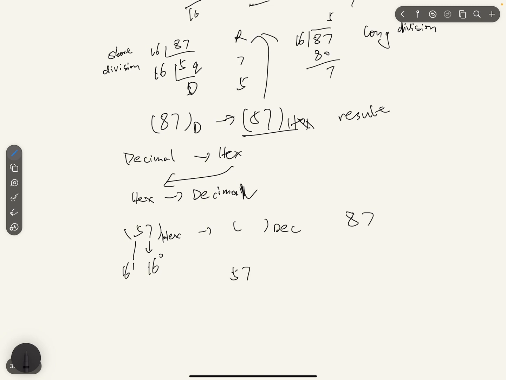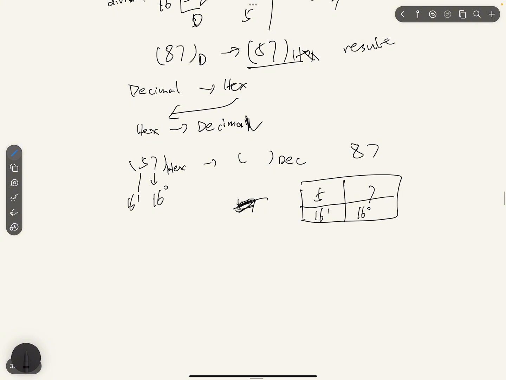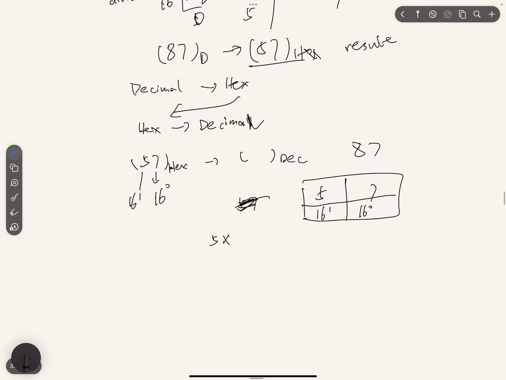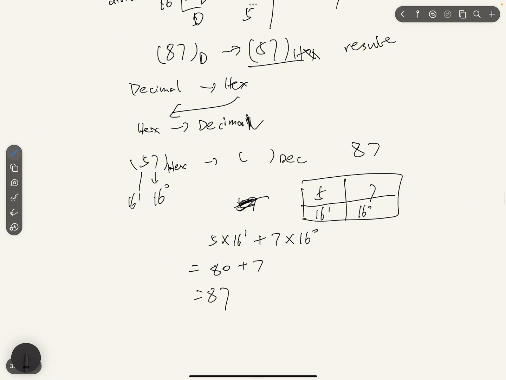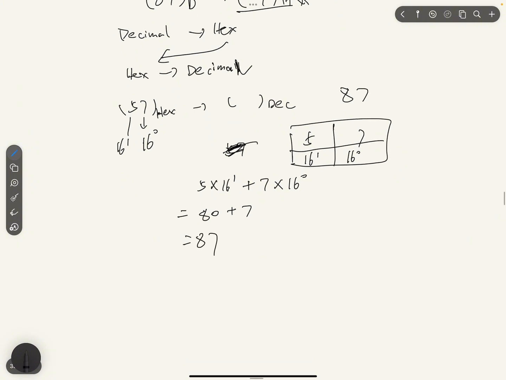Let's just do a table. 57. So we have 2 digits. This one will have the weight of 16 to 0. This one will have 16 to 1. So the result in decimal will be 5 times 16 to the 1 plus 7 times 16 to the 0. So it will give us 80 plus 7. So it will be 87. So that's how we convert hexadecimal to decimal.